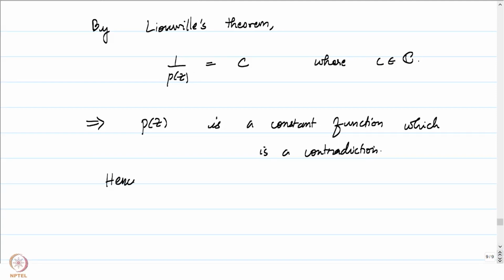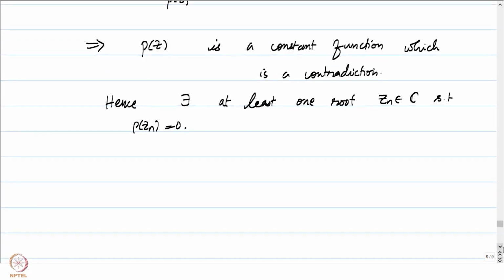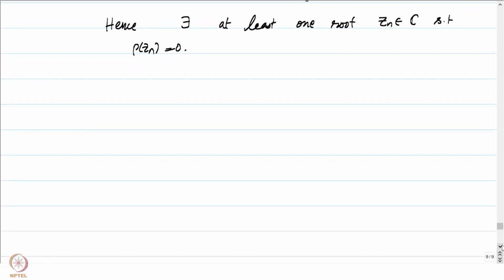Hence, there exists at least one root, let's call it Zn, in C, such that p of Zn is equal to 0. Now p is a polynomial, in particular it's a holomorphic function, hence we can use factorization directly on p, or if you want to treat it as a holomorphic function, we have also proved that we have a factorization for holomorphic functions.